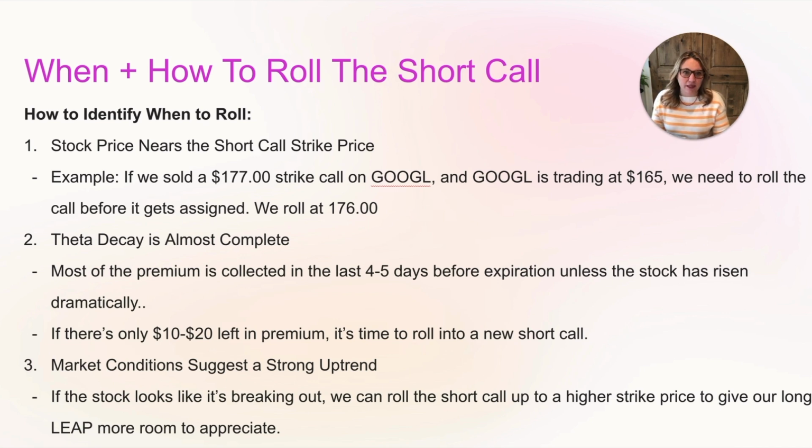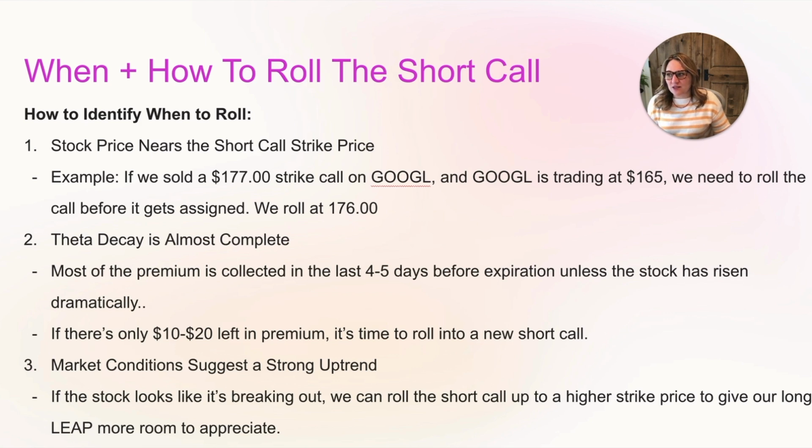And you could probably roll it out to the same strike price later in time and collect a really nice premium again at that point in time. And if that's the case, I would go ahead and do it. My third thing here on knowing when theta decay is almost complete is if there's only like $10 to $12, or $20 left in a $300 premium, of course I'm going to roll out. There's no reason why not to. I want to go get another $200 or $300 right now, don't you?